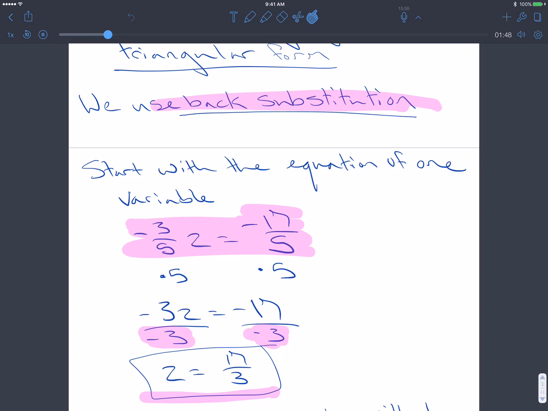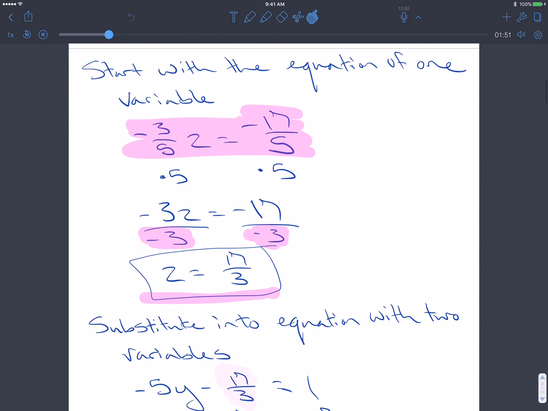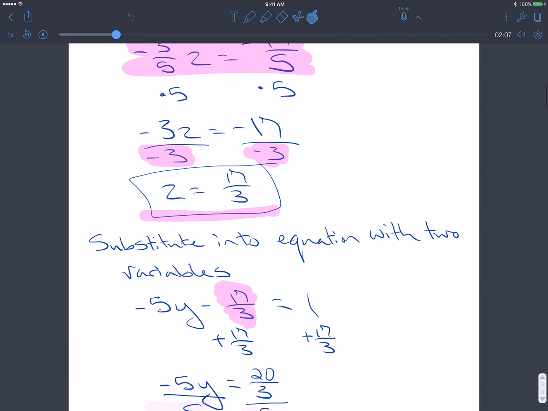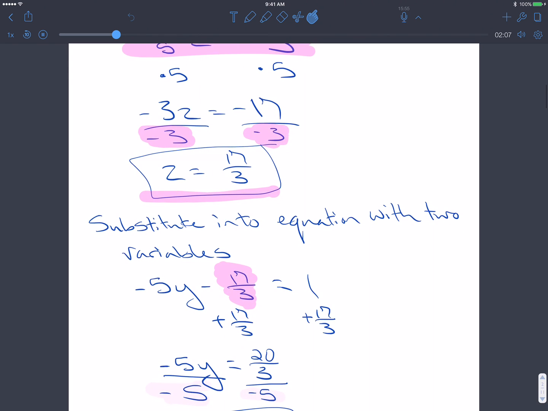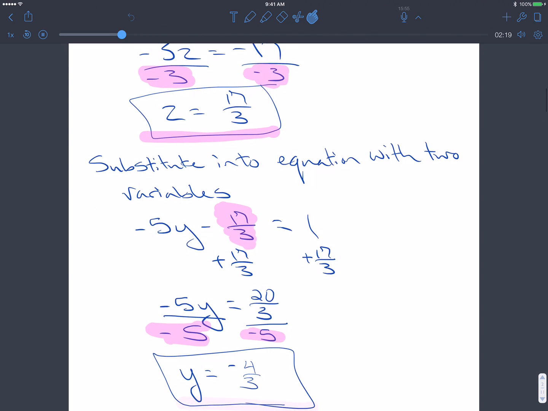For back substitution, I then take this value and back substitute it into the other equations. Naturally, I want to pick the one that only had 2 variables, y and z, to substitute z into. So I'll substitute my z value in for z in 5y minus z is equal to 1. That was 17/3, so I then add the 17/3 to both sides. 1 is 3/3, so that makes 20/3. Negative 5y is equal to 20/3, divide both sides by negative 5, and we have that y is equal to negative 4/3.